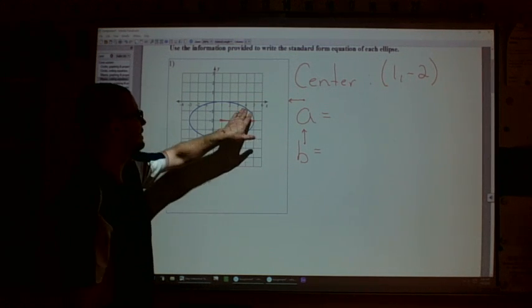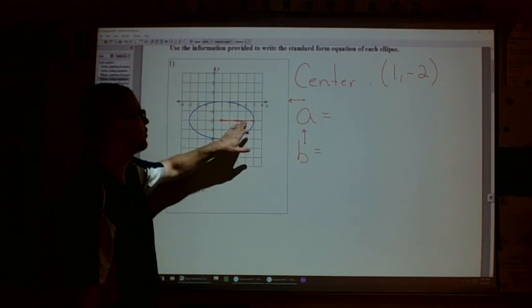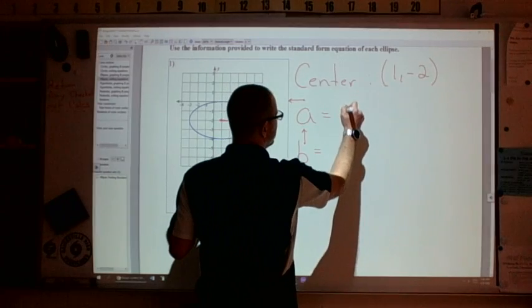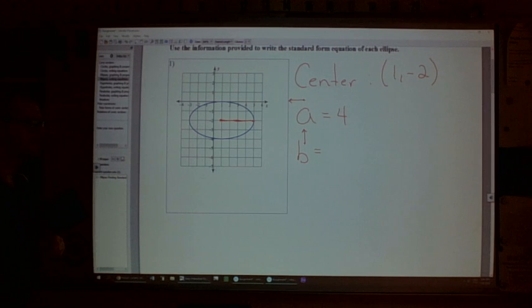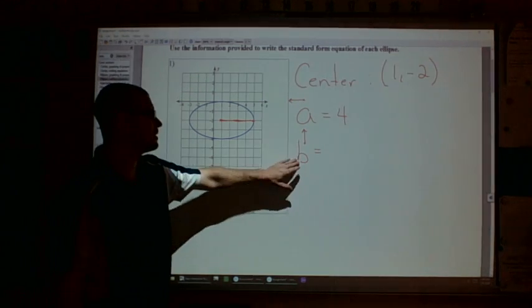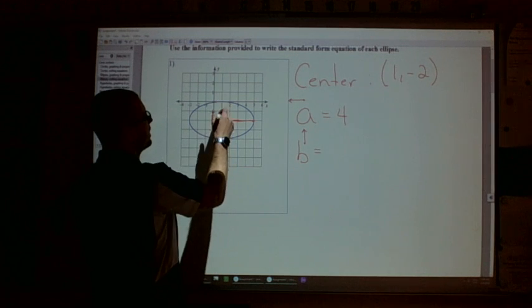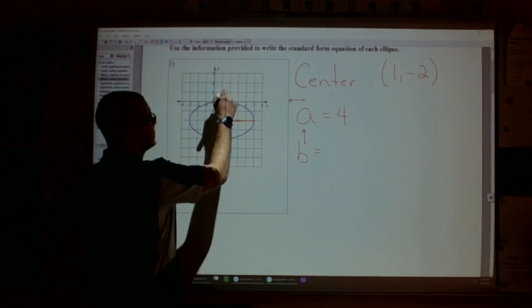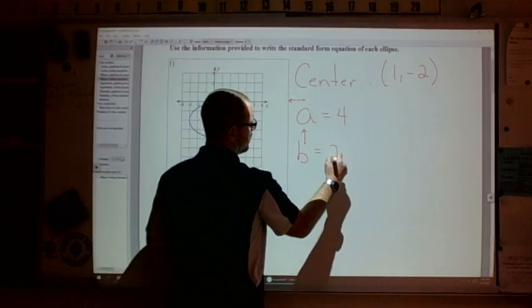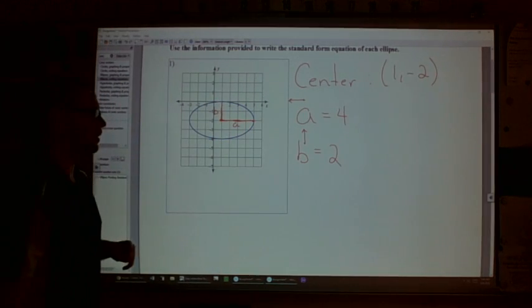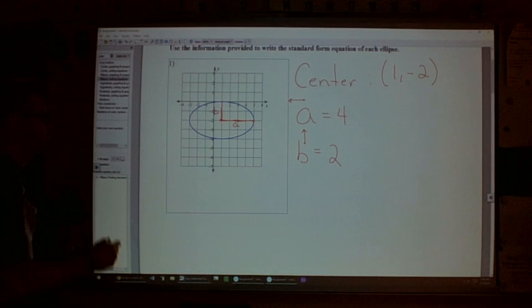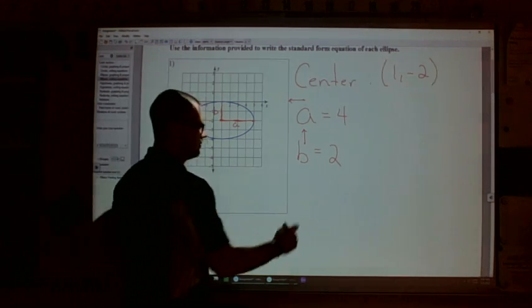In this case, I can see my scale is 1. So 1, 2, 3, 4. The length of my horizontal radius is 4. And then doing the same thing for my vertical radius, from the center to a co-vertex here is 2. Remember, this is A, this is B in this particular representation. So now I can just fill in the parts of my standard form equation.